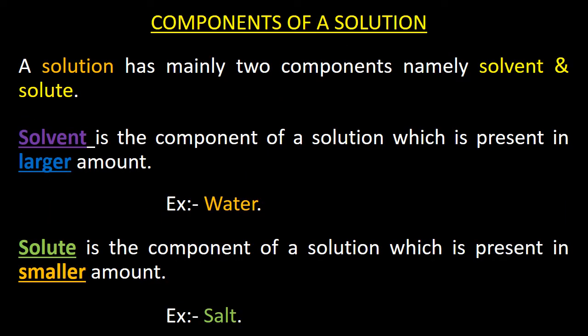Let us know what are the components of a solution. A solution has mainly two components, namely solvent and solute. Here solvent is the component of a solution which is present in larger amount, example, water. Solute is the component of a solution which is present in smaller amount, that is salt.